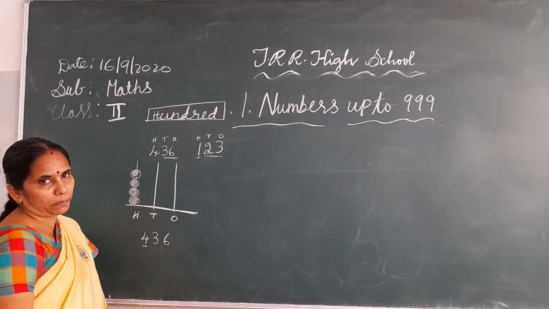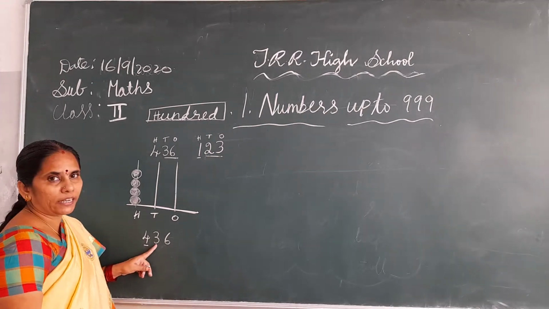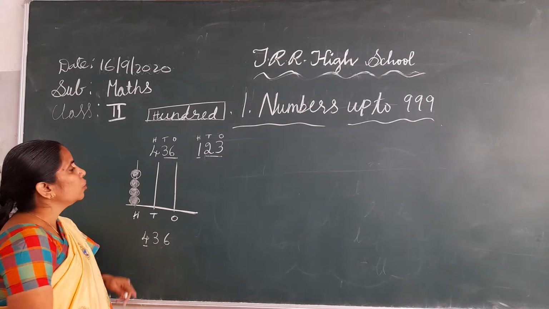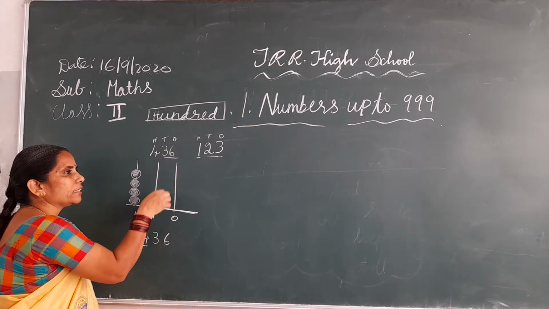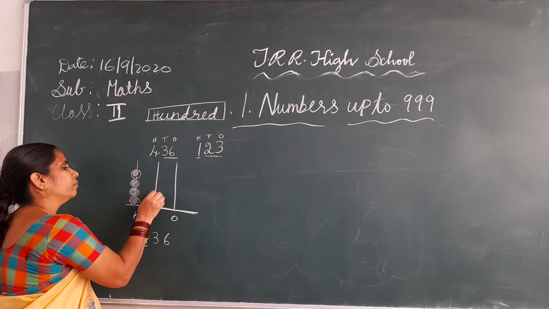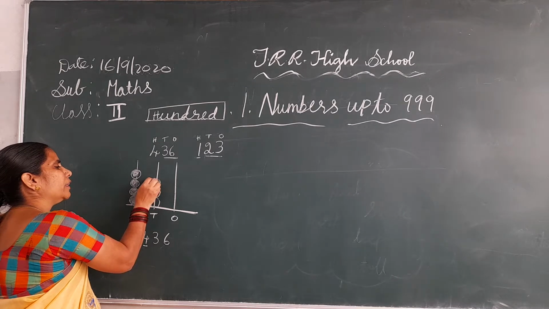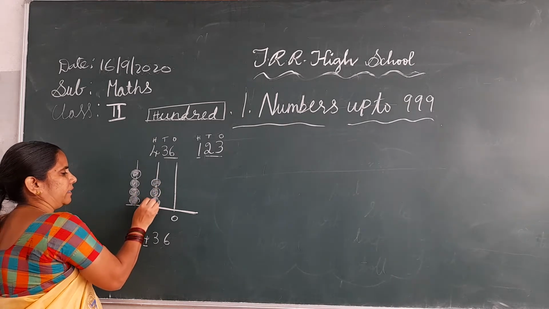Now go to the next place, that is the tens place. In the tens place, which digit is there? 3. So in the tens place, how many circles will you draw? 3. So 1, 2 and 3. Again, with a color pencil you can color it nicely.